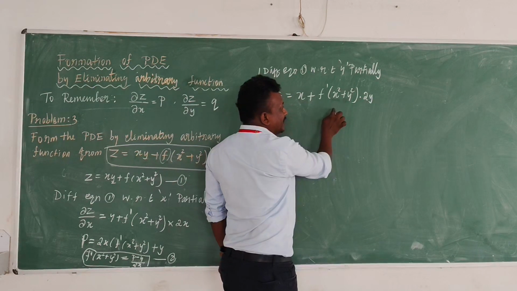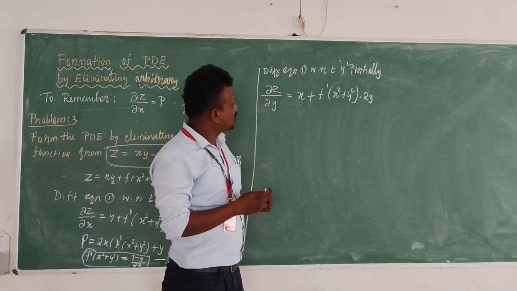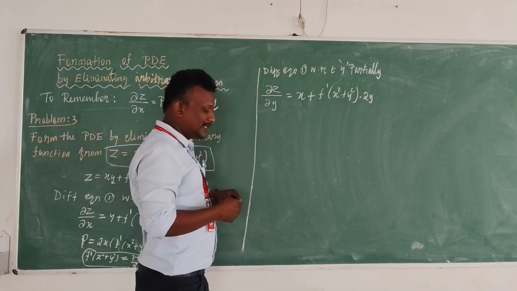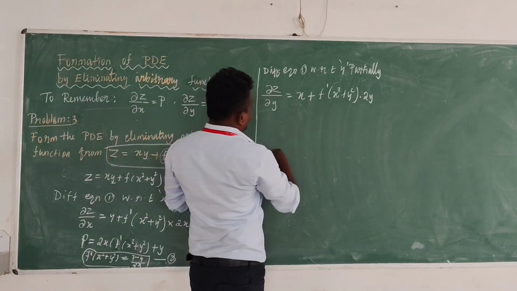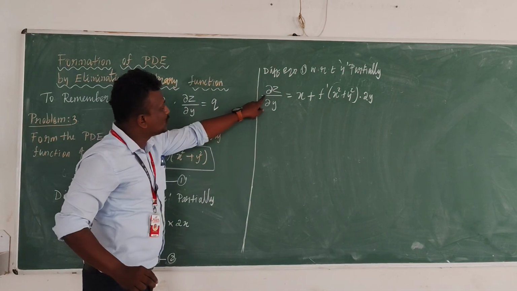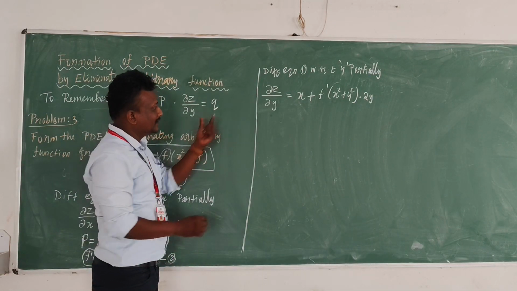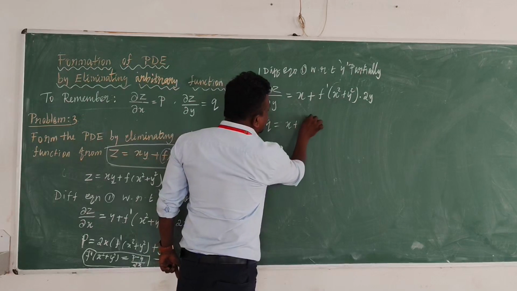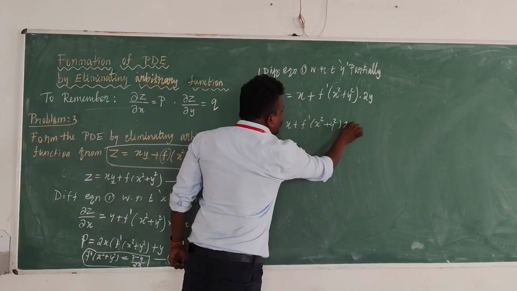Here we do not have y. It is absolutely constant. So the differentiation of a constant is 0. Right? So from this, we need to find out another result like what we have done here. Okay? So let us find one by one. Already we have a result, ∂z divided by ∂y, that is q. You can substitute your result here. So this one becomes q is equal to x plus f dash of (x square plus y square) into 2y.